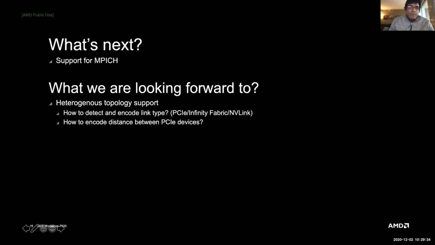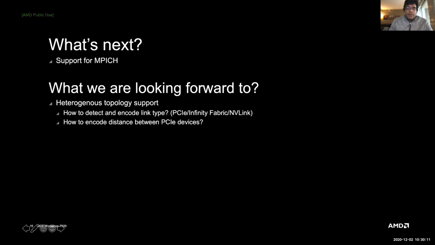And we also have a few other things that we are working on, but unfortunately I didn't get the permission to share them here. So I guess we'll try to share them as they're made public. What we are looking forward to from the community is mostly on the topology side: how we can detect and encode these different types of links. As systems become more complicated with larger numbers of GPUs and different types of links, it needs to be more flexible to handle that. And also how we can encode distance between different PCIe devices.